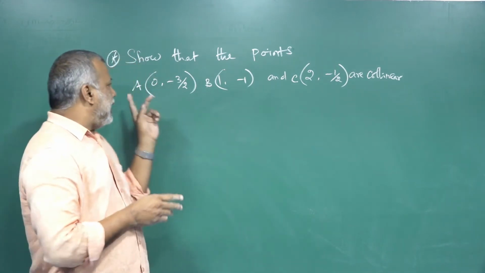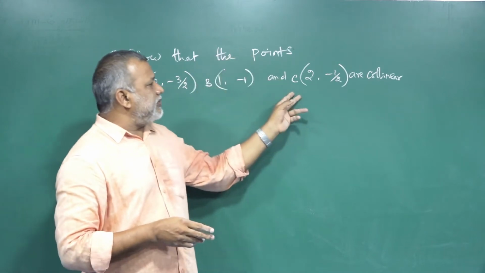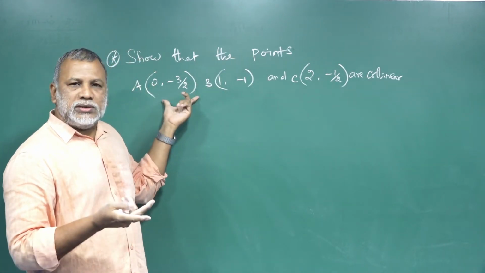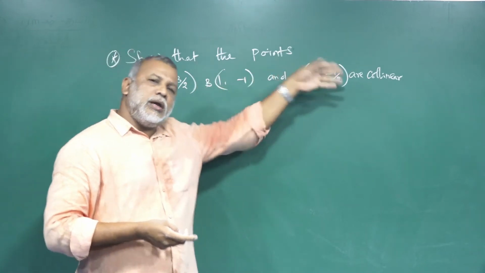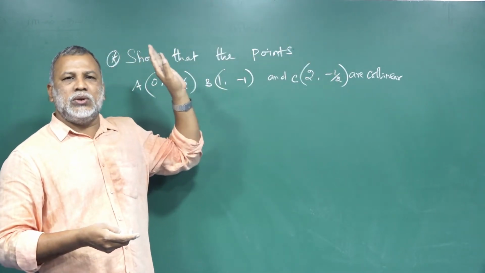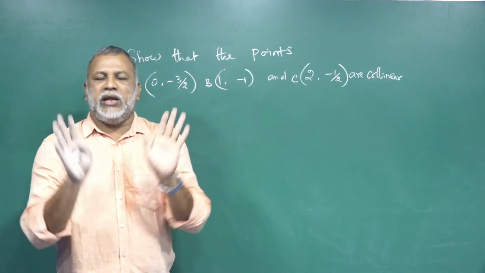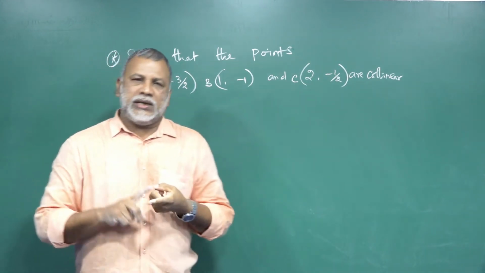Slope of the line AB and the slope of BC. That means slope of the straight line joining the two points. Again, slope of BC. Or you can take out slope of AC also. If the slopes are equal, then the three points are said to be collinear. We already used this in your 10th syllabus.